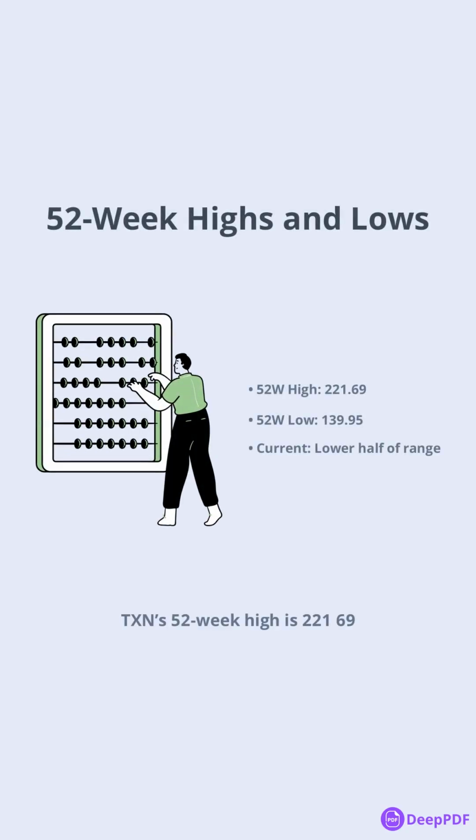TXN's 52-week high is 221.69, and the low is 139.95. The current price is at 41.03% of the range between these extremes, indicating that the stock is trading in the lower half of its yearly range. This positioning could attract value investors, but it also reflects the recent downward pressure on the stock.